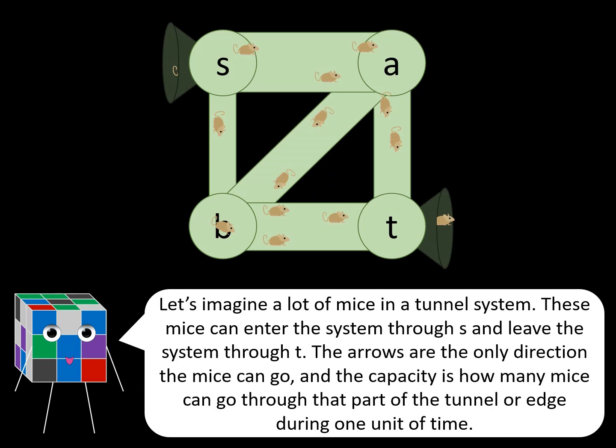Let's imagine a lot of mice in a tunnel system. These mice can enter the system through S and leave the system through T. The arrows are the only direction the mice can go, and the capacity is how many mice can go through that part of the tunnel, or edge, during 1 unit of time.